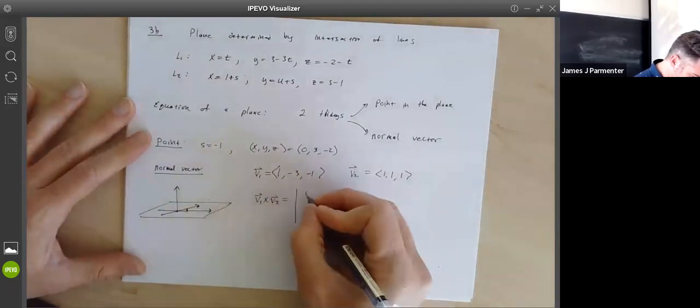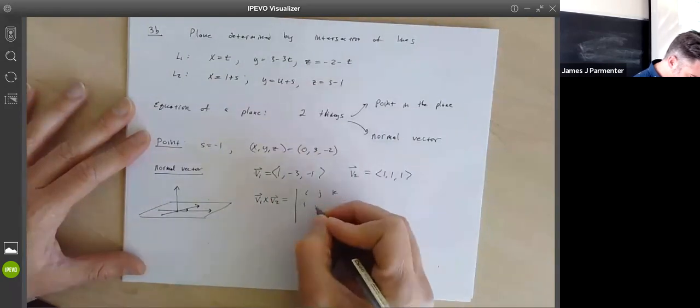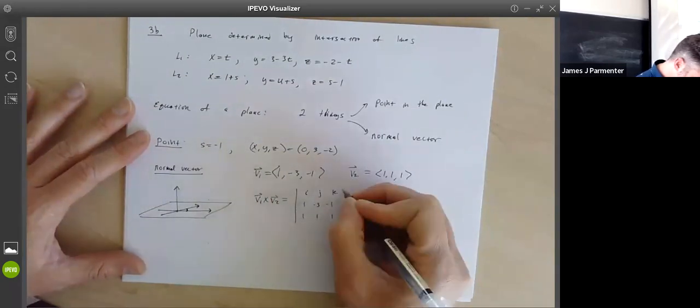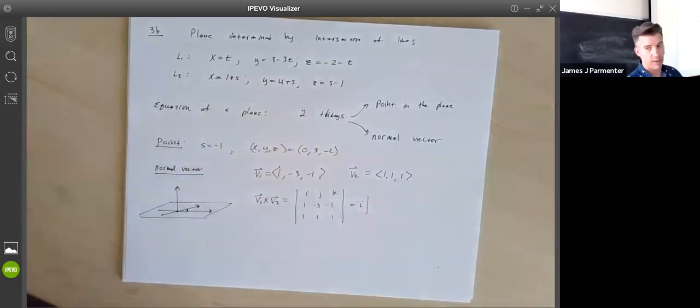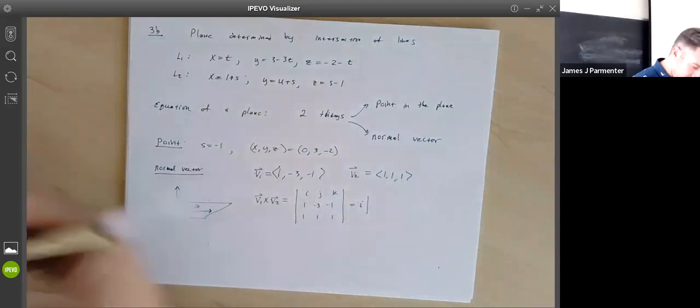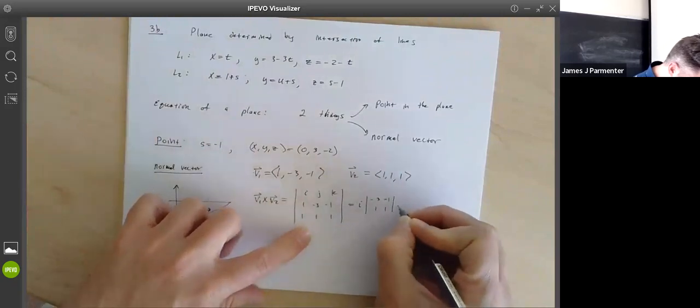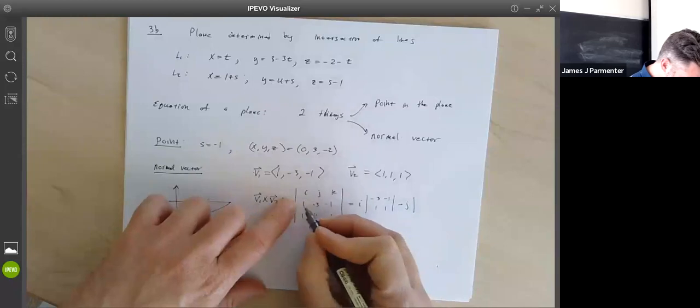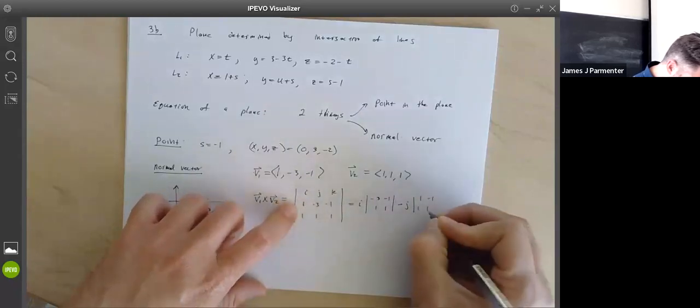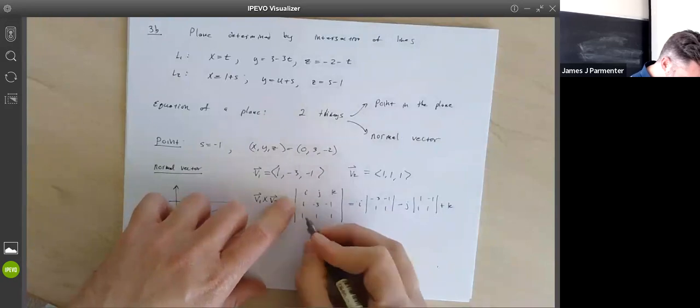So we're going to get i, j, k, and then we have 1, -3, -1, 1, 1, 1. I can't tell you how many times I've made errors doing this calculation. It's just easy to make a mistake. You miss a sign, you miss something. I really strongly recommend actually writing out the 2x2 matrices so you can do the determinants and being extra careful, because it's super easy to miss a minus sign. So I'm going to have i times the determinant of -3, -1, 1, 1, minus j times the determinant of 1, -1, 1, 1, plus k times the determinant of 1, -3, 1, 1.